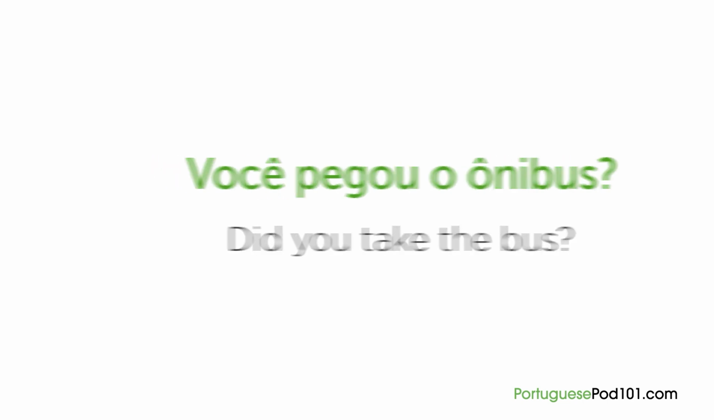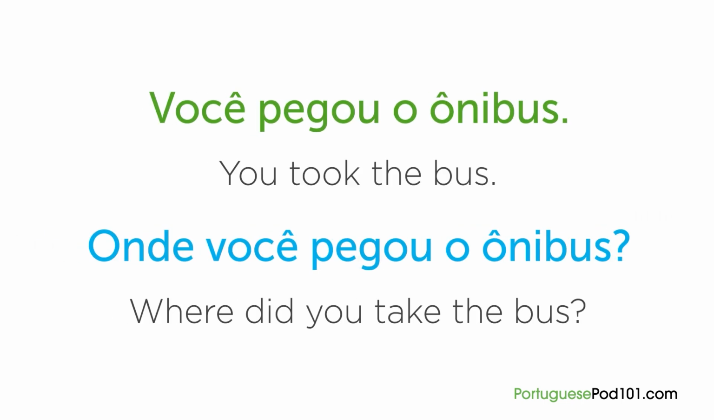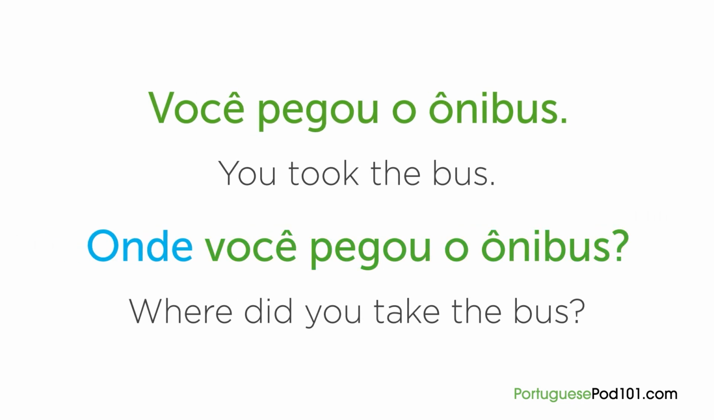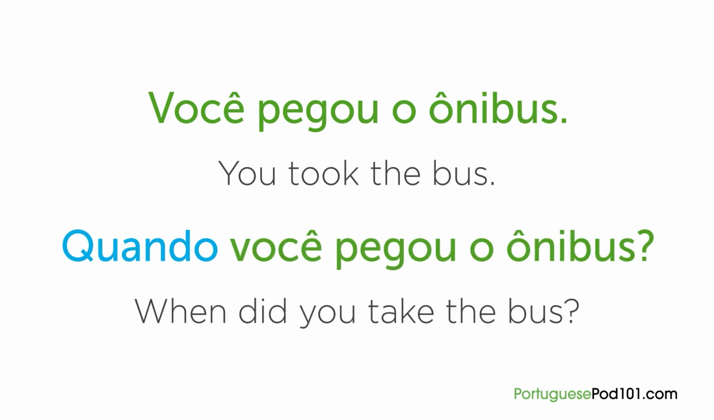And what about direct questions? For some cases, you only need to use a question word, like o que, onde, quando at the beginning of the sentence. The rest is like the other examples we've seen in this lesson. So, using one of these question words, we could make the following direct question by simply placing it at the beginning. Onde você pegou o ônibus? Quando você pegou o ônibus? This is not an absolute rule, but it's enough to give you a better idea about question words and direct questions in Portuguese. Okay then, let's move on to the next section.